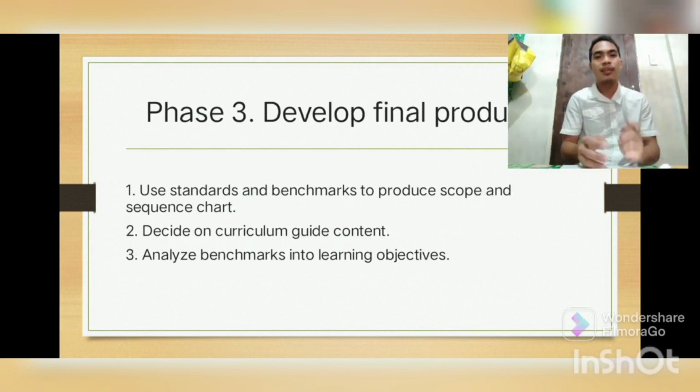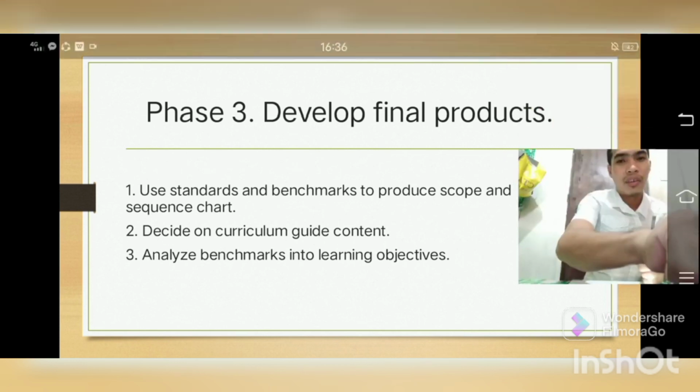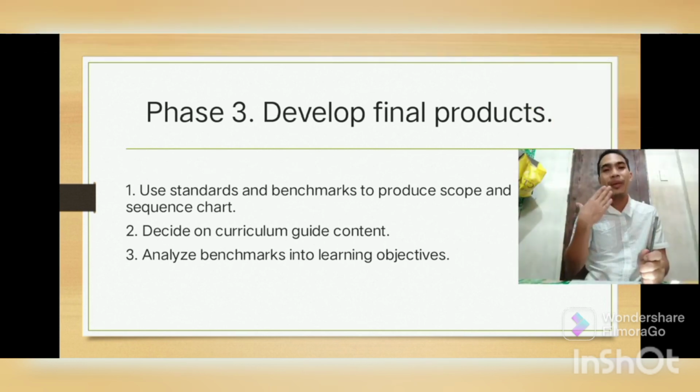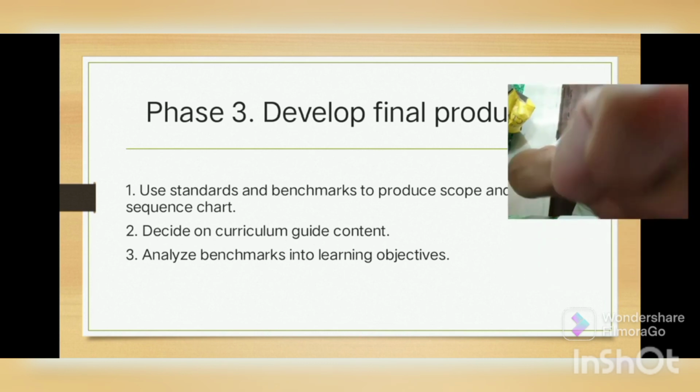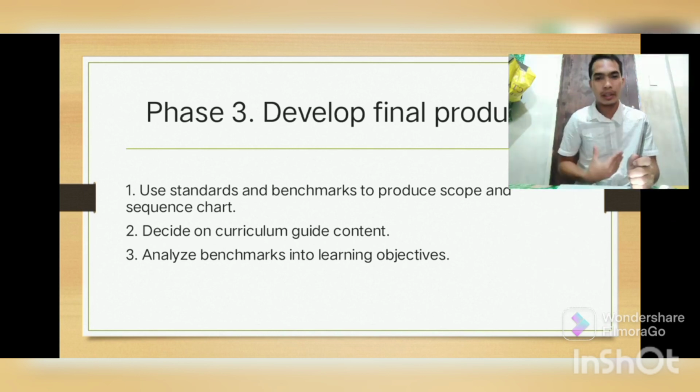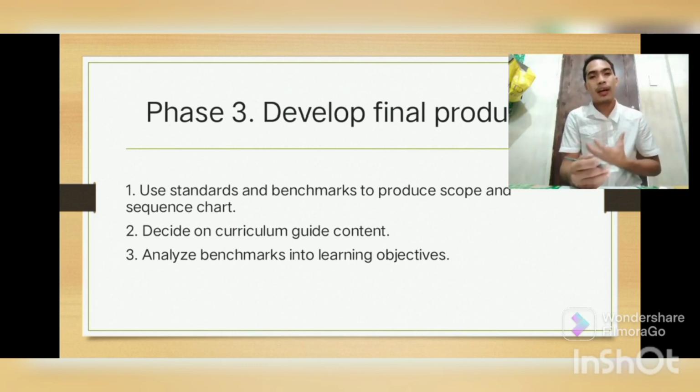And then the last one is phase 3, develop final product. In developing our final product, use standards and benchmarks to produce a scope and sequence chart. Decide on curriculum guide content, analyze benchmarks into learning objectives. So as a teacher, to have a good, productive output, productive teaching for our students, we need to use the benchmark strategy to produce scope and sequence charts. Decide on curriculum guide content.